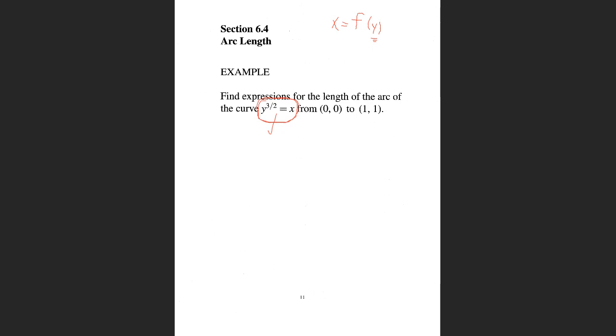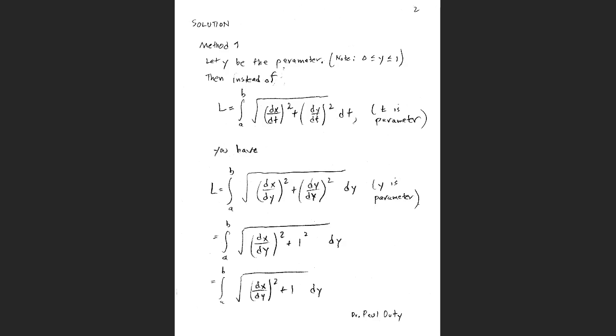Let's try that. So here's what we're going to do. That's right, Leping. We're going to let y be the parameter. There's two methods here. We're going to let y be the parameter. And we'll note that since the curve goes from (0, 0) to (1, 1), y equals 0 is the starting value of that parameter, if we want y to be the parameter, and y equals 1 is the ending value.